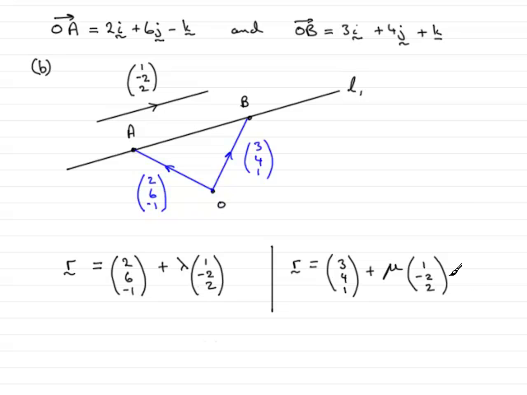So here's just a couple of versions of equations that you could use for finding the position vector r of any point on that line L1. So that brings us to the end now of part B.